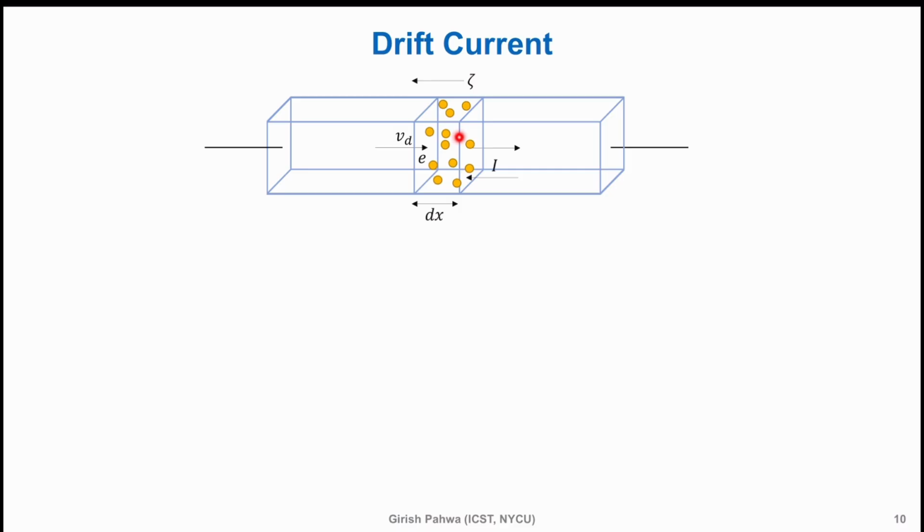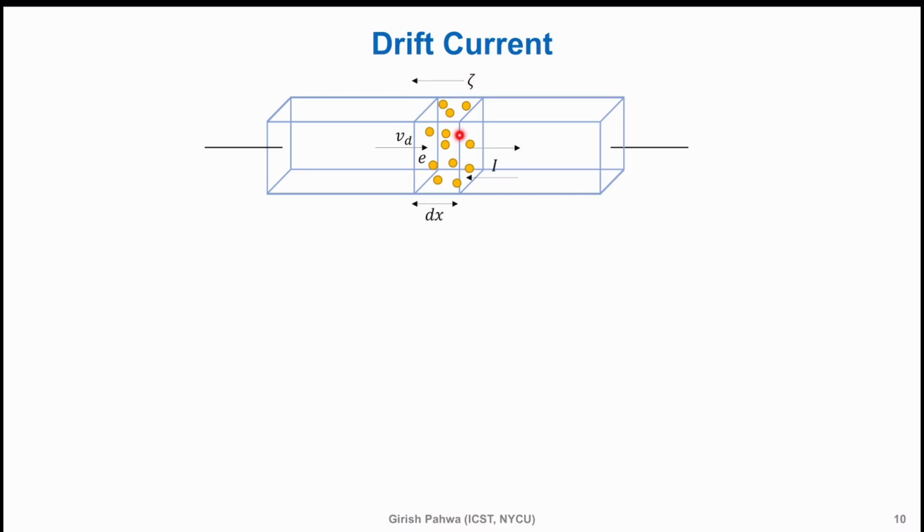But in that dt time, all these electrons have already crossed it, because I am assuming that all of them are moving with the same average drift velocity. So if this one is crossing it in dt time, the electrons which were ahead of it have already crossed. So in dt time, all of this charge has already passed through this cross section. You get my point?